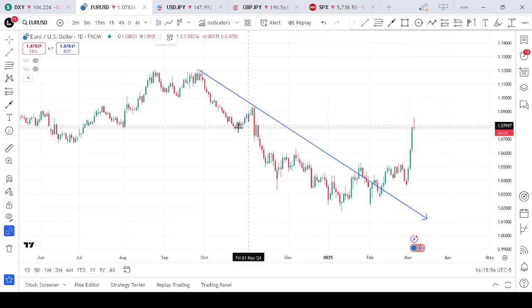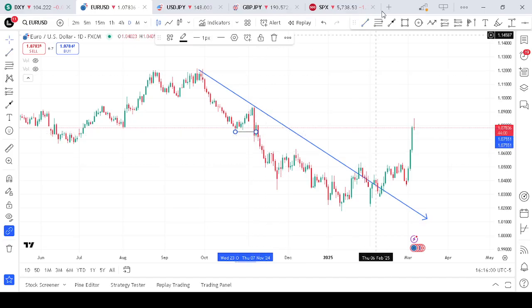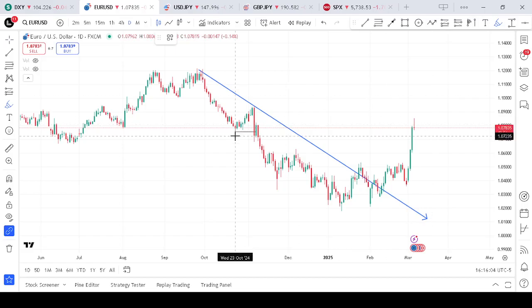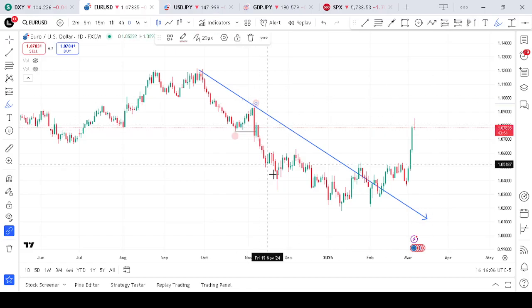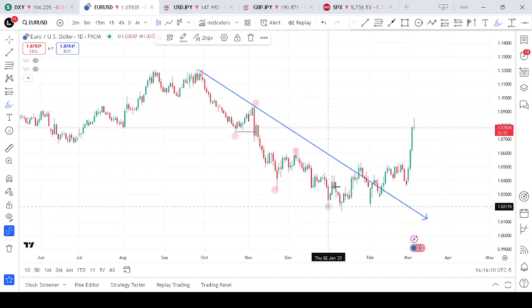And we can also see that we are building a series of lower lows and lower highs in the market. If I use my highlighter tool, we can see a lower low, a lower high, a lower low, a lower high, showing us that we are in a downtrend. This is basically what the market is trying to tell us.